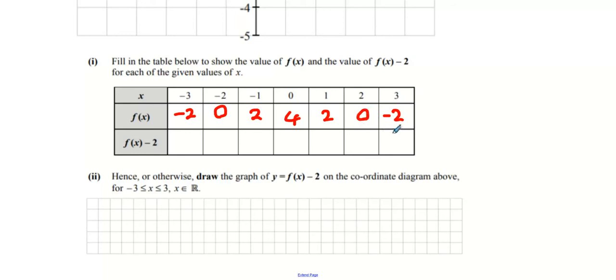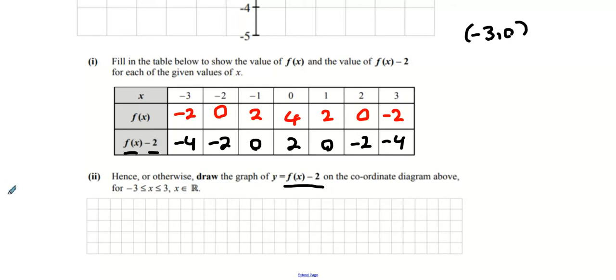Okay. Now, hence or otherwise, draw the graph of f of x minus 2 on the coordinate diagram. Now, what this means is get your answer for f of x and take away 2. So it's minus 3, 0. It's minus 2, minus 2. Oh, sorry, I'm wrong with that first one. It's take away 2. So minus 2 take away another 2 is minus 4. Then 0 take away 2 is minus 2. 2 take away 2 is 0. 4 take away 2 is 2. 2 take away 2 is 0. 0 take away 2 is minus 2. And then finally minus 2 take away 2 is minus 4.